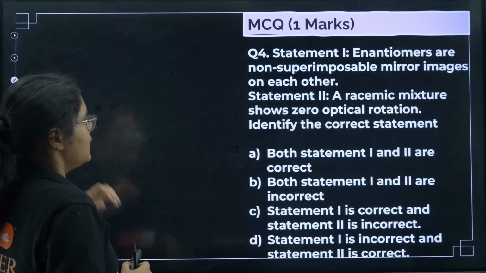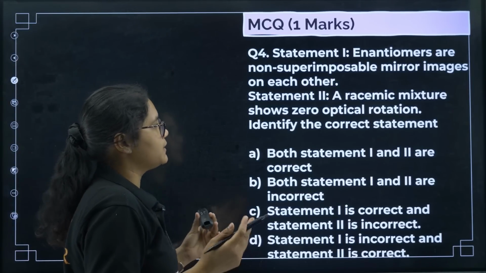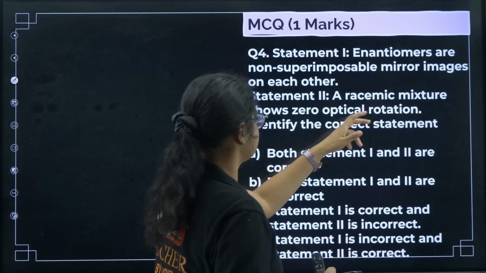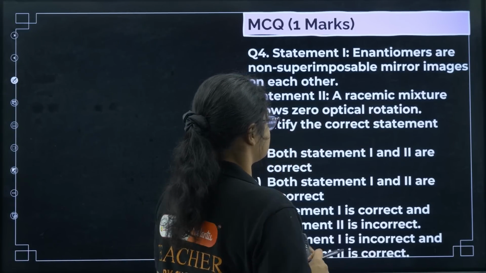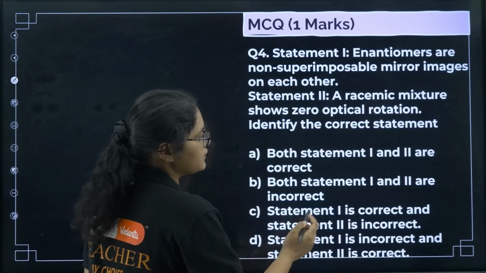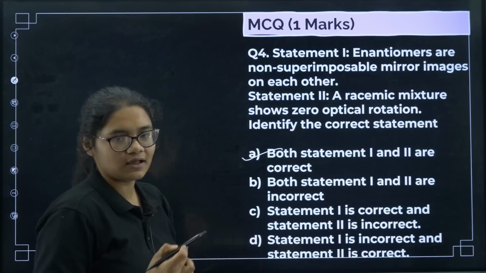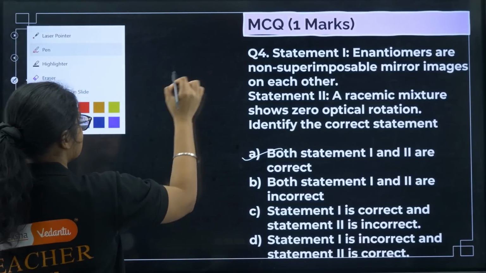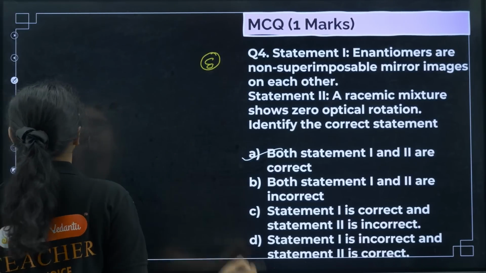Okay. Next, enantiomers are non-superimposable mirror images of each other. Then a racemic mixture shows 0 optical rotation. Both the statements are correct here, right? So option number A is the correct answer. I will be levelling these questions also. I can say this was an easy question.